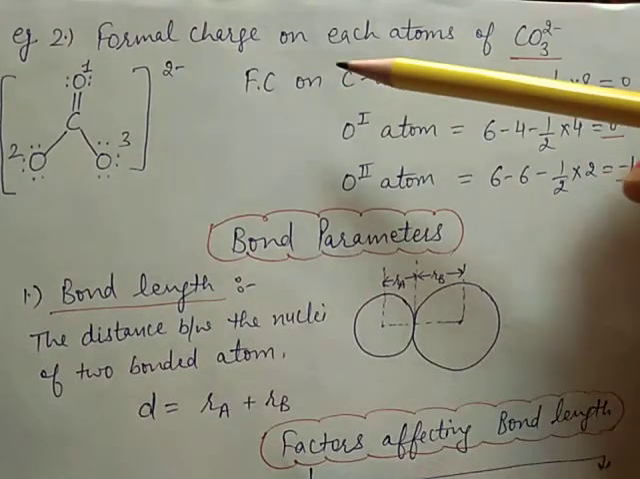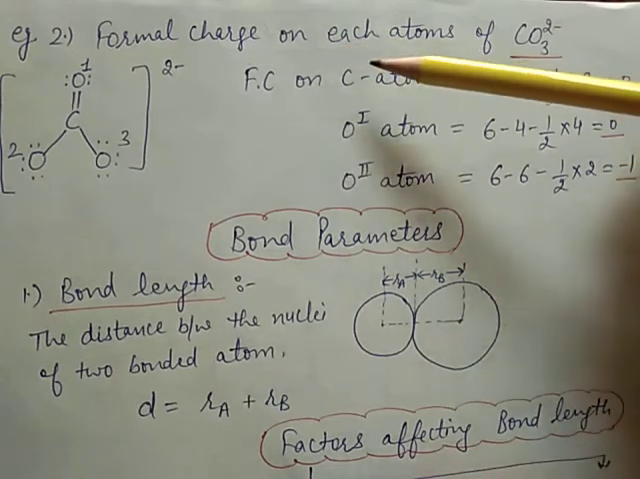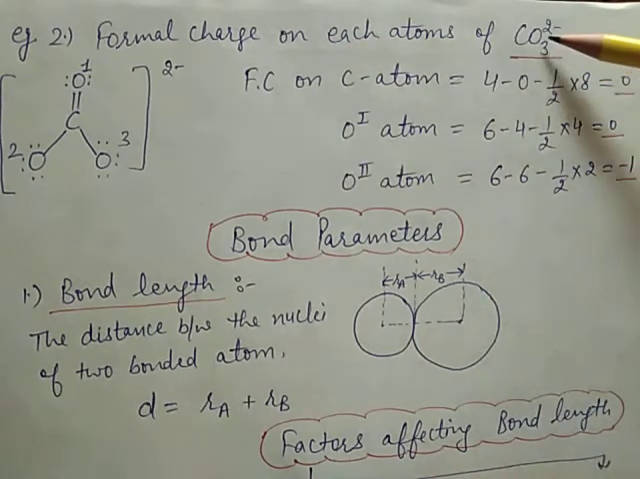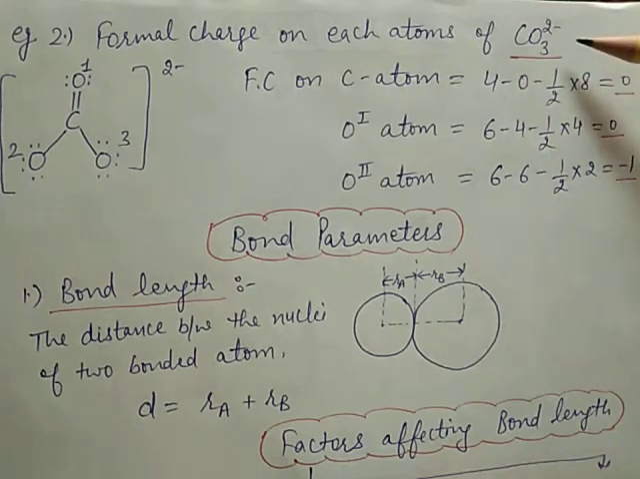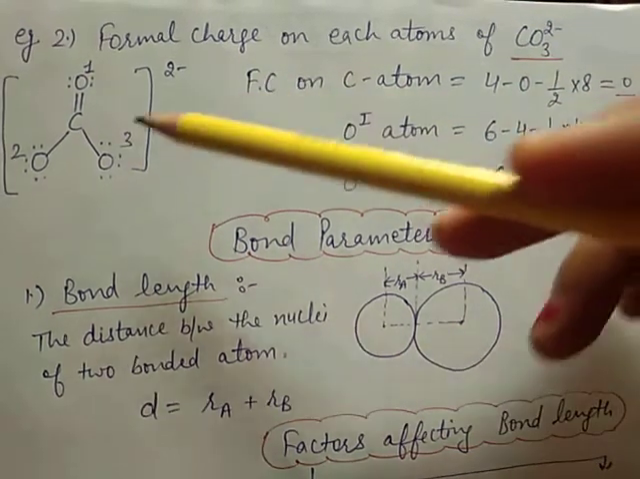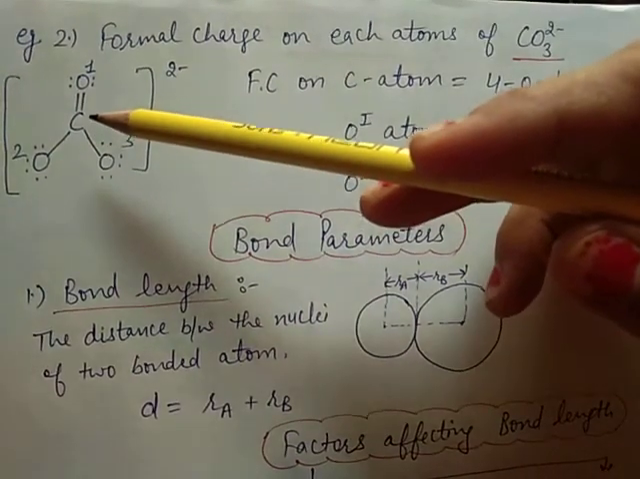Now we take the next example: formal charge on each atom of the CO3 2- molecule. This is the carbonate ion. So here we first write the Lewis dot structure.